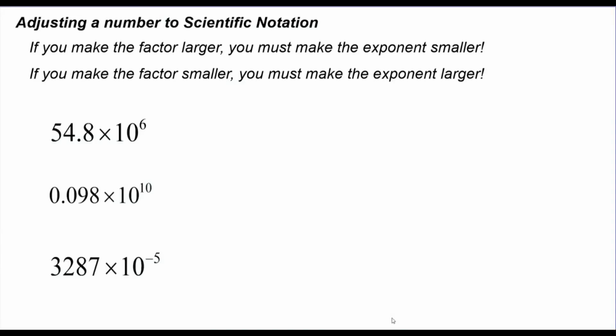And likewise, if you make the factor smaller, if you're moving the decimal to the left in the factor, you have to make the exponent larger to compensate for that. So they go in opposite directions. Larger factor, smaller exponent. Smaller factor, larger exponent. So let's look at a few examples here of making adjustments.